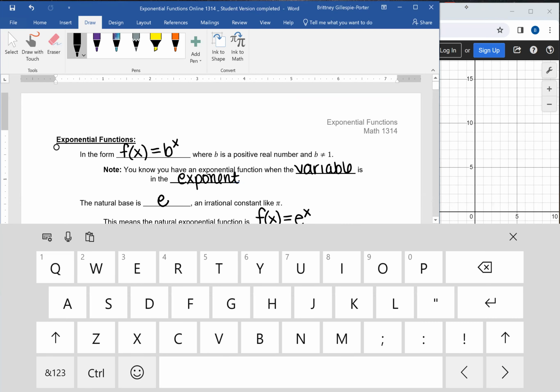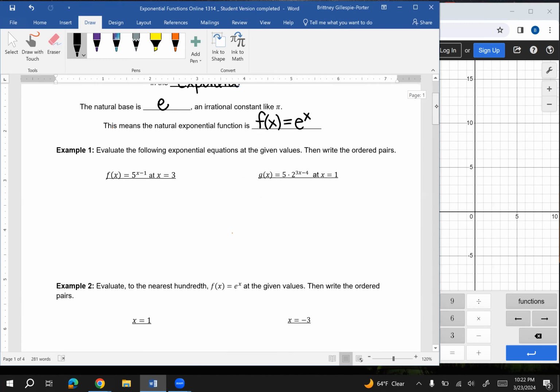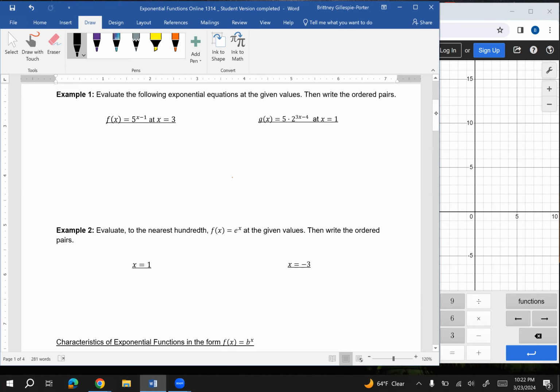Let's look at some examples where we go through and evaluate these. We want to write the ordered pairs. Our first one, we're going to have 5 to the x minus 1 for our function, and they want it at x equal to 3. So if I make my x equal to 3 in orange, I'm looking for f of 3, which means I'm going to be plugging in 3 wherever I see the x in my function.